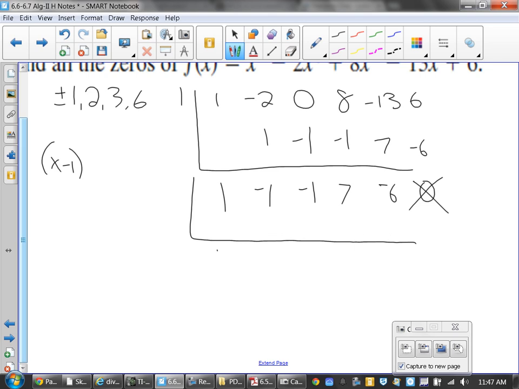So negative 1 didn't work, right? No. All right, 2. 1, 2, 1, 2, 9, 18. That didn't work. Negative 2. Like 3. Oh, this one's too crazy. All over the place.